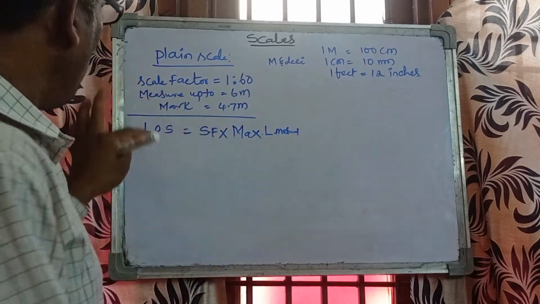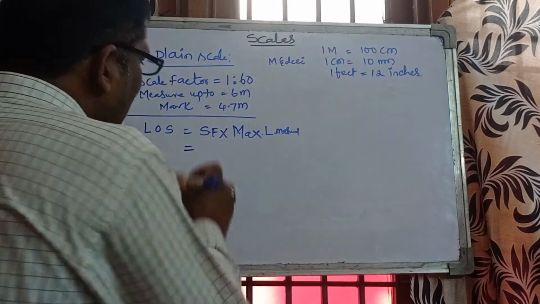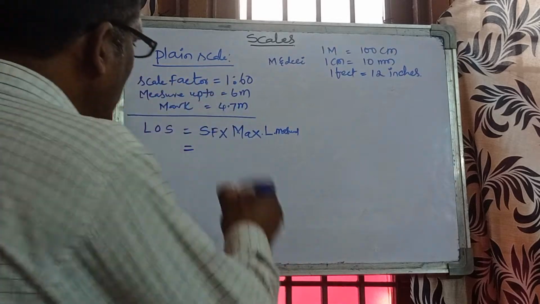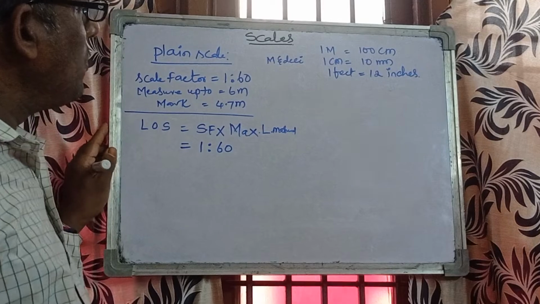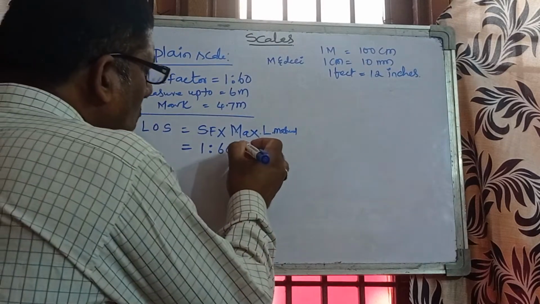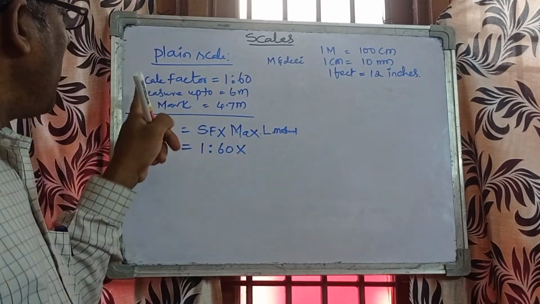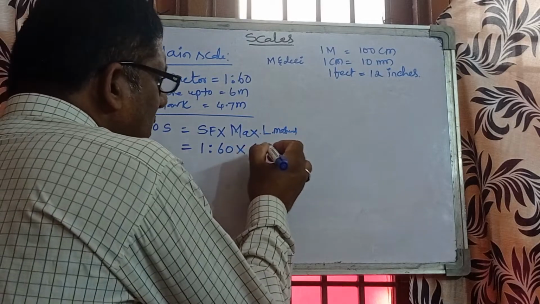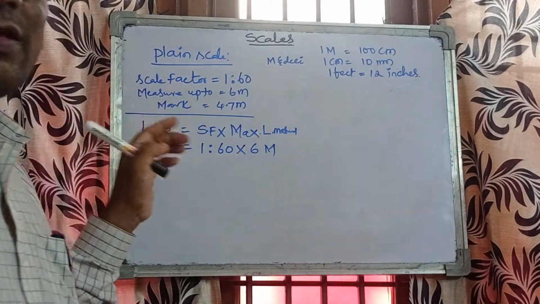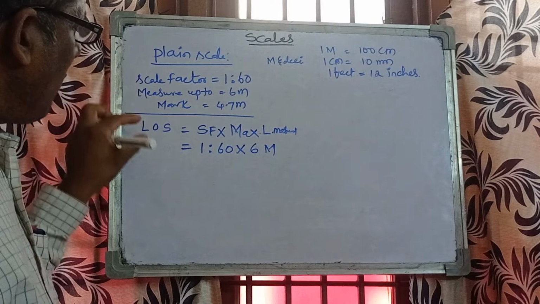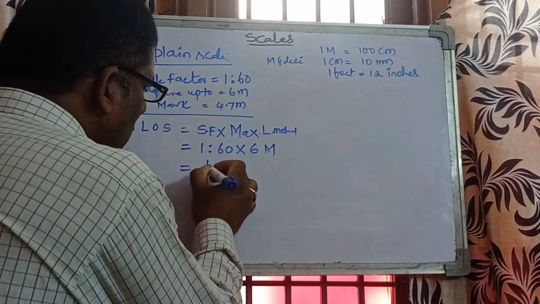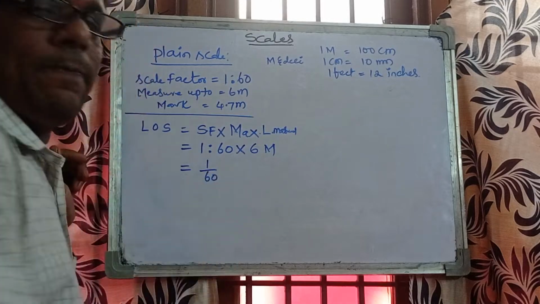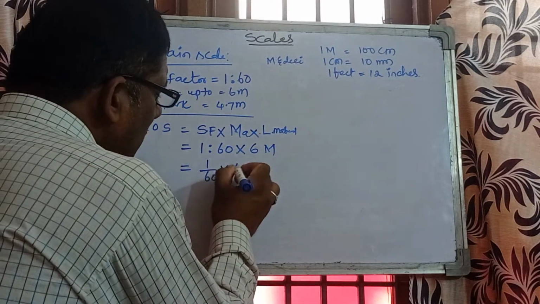Coming here, what is the scale factor? It is given as 1 is to 60. Into what is the maximum length to be measured? It is 6 meters. Whatever the data given, we are writing here. So this 1 is to 60, we can write as 1 by 60 into 6 meters.